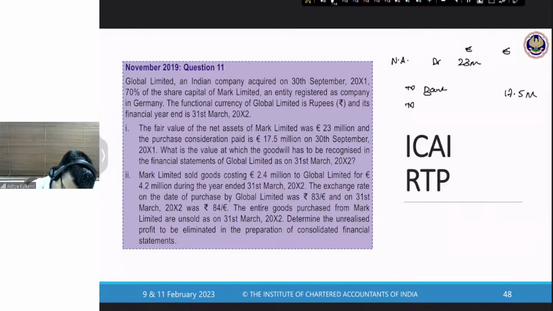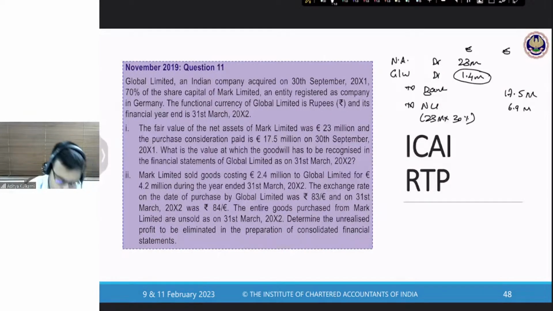All right. And then you will be having to NCI. So NCI, there is no fair value given. So we will have to take it at proportionate net asset. So 23 into 30%. So that is 6.9 million. So 6.9 plus 17.5 minus 23. So that gives you a goodwill of 1.4 million. This is the goodwill on the date of acquisition.